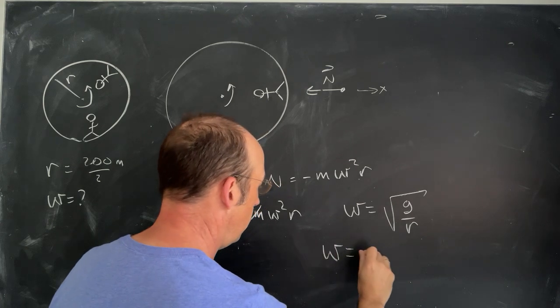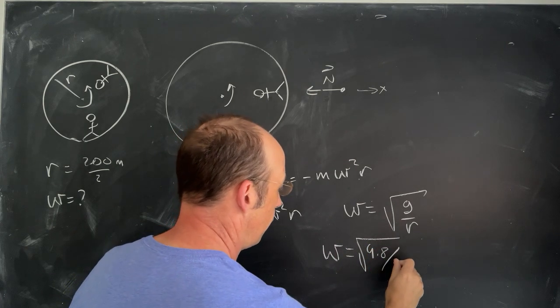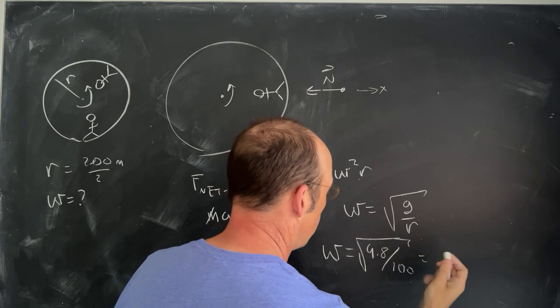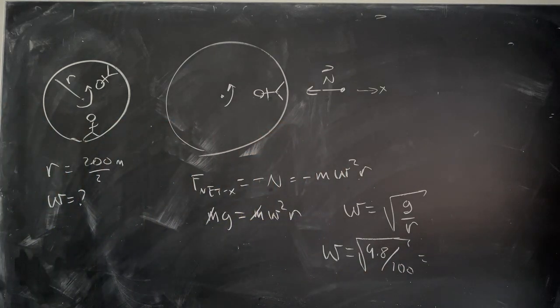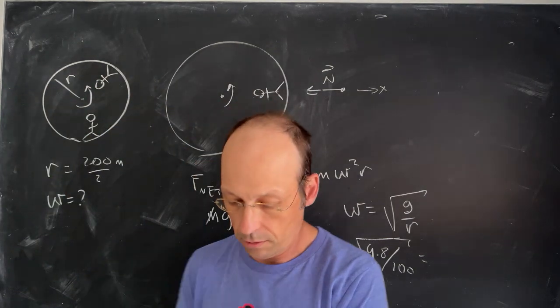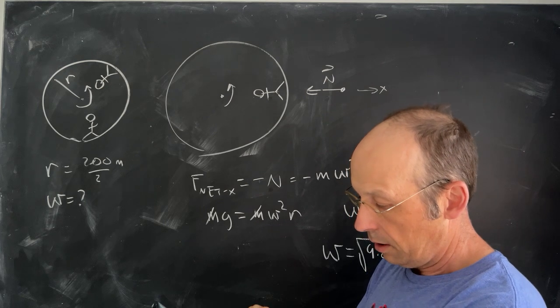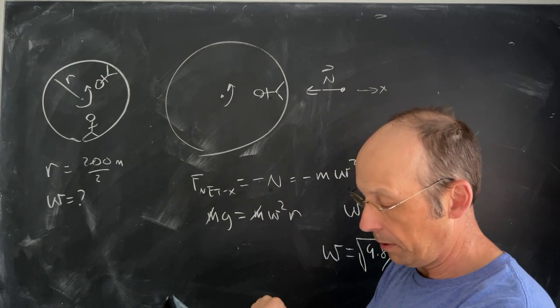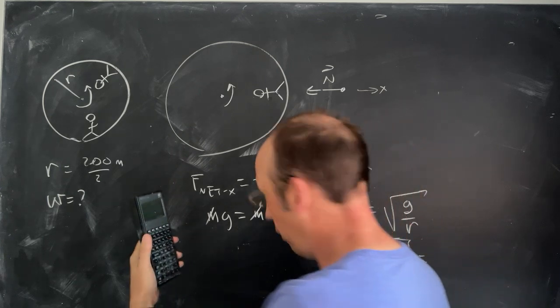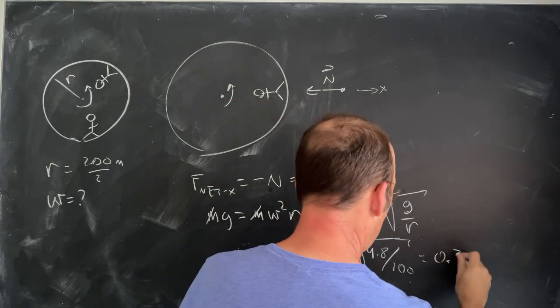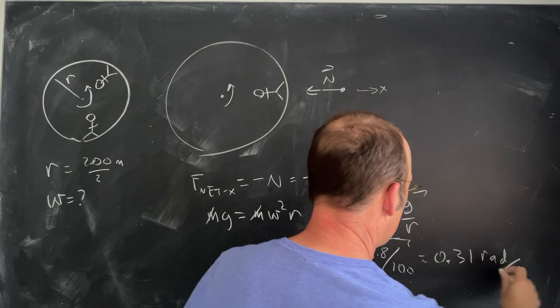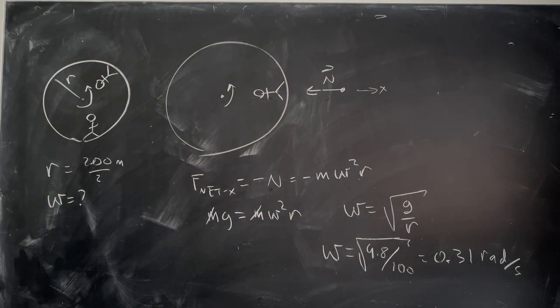Let's put in our value. Square root of 9.8 divided by 100. Well, I'll just put in my calculator. Where'd my calculator go? Here it is. Found it. Sorry. Okay. On. 9.8, enter, 100, divided by, square root. I get 0.31. 0.31 radians per second. Okay. That's how fast you have to rotate.